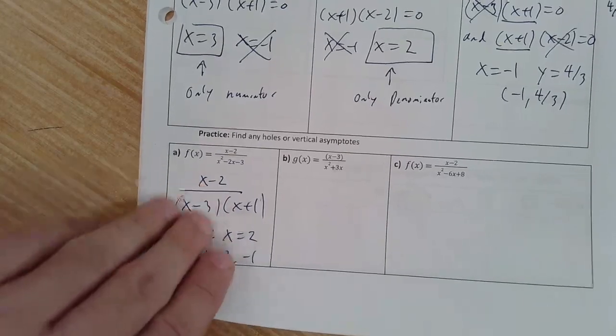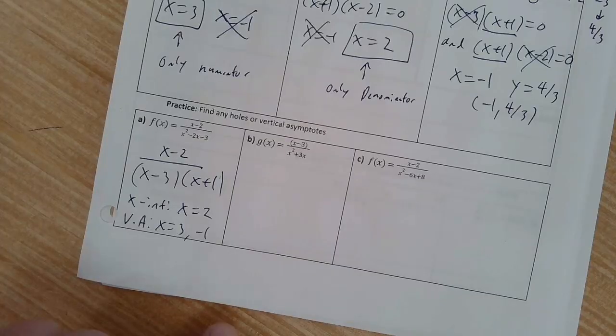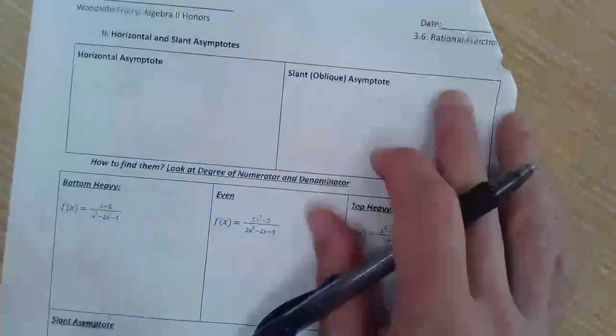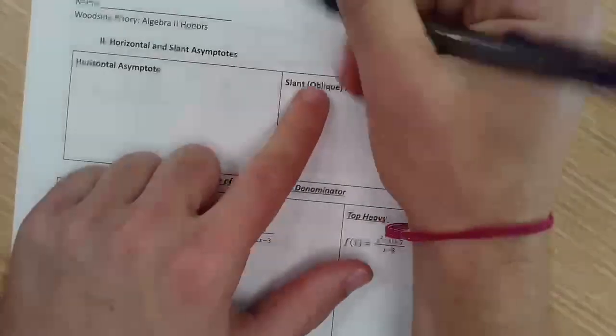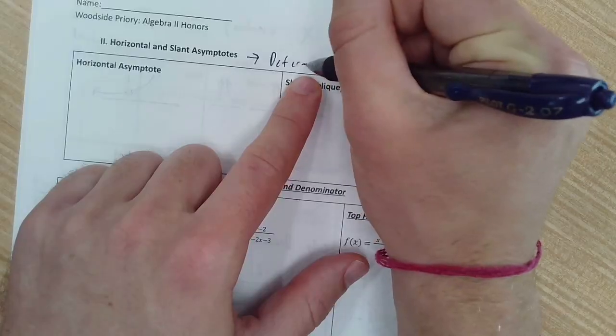All right, I'm going to turn the page. We're going to do the horizontal asymptotes. Good? Okay, all right. So, what are horizontal asymptotes and slant asymptotes? We talked about the horizontal. The horizontal and slant asymptotes determine the end behavior.